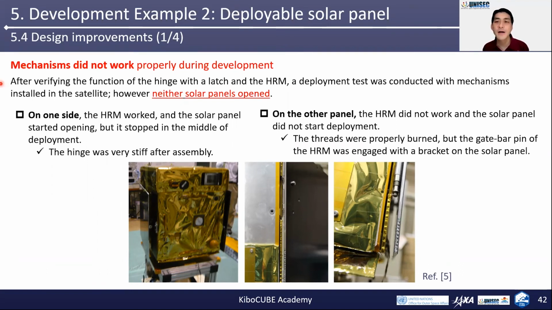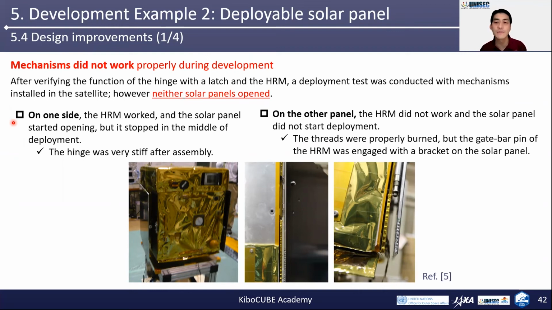So after verifying the function of the hinge with the latch and HRM, a deployment test was conducted with mechanisms installed in the satellite. By the way, no gravity compensation system was used in these experiments because the solar panels were small enough. So neither of the solar panels opened. On one side, the HRM worked and the solar panel started opening but stopped in the middle of the deployment.